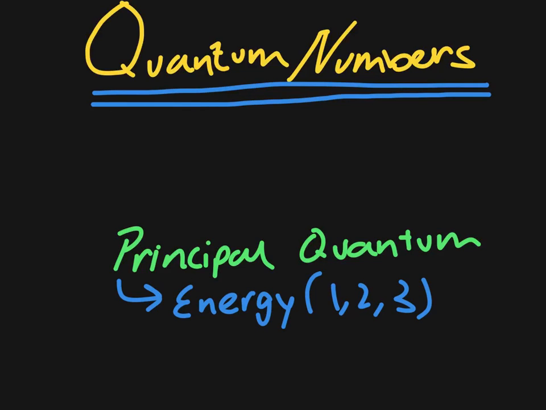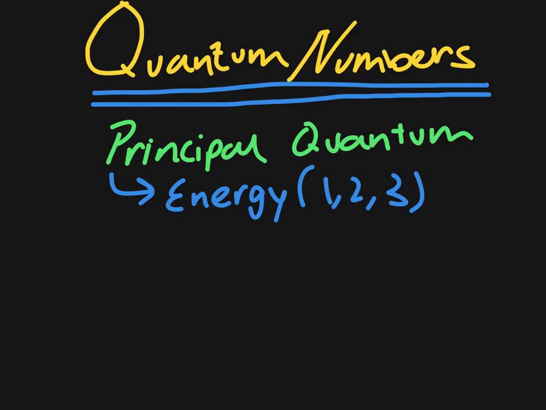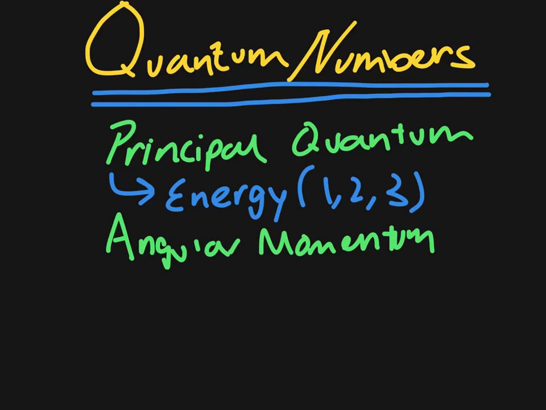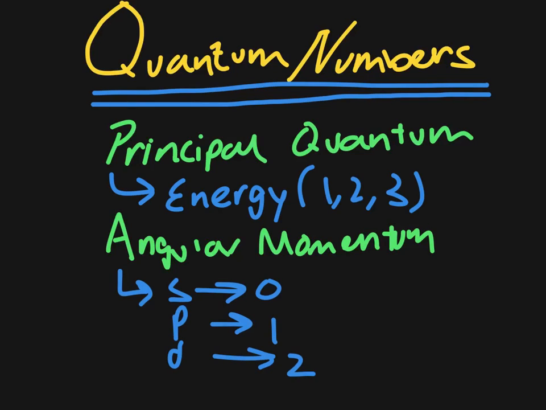The next quantum number is the angular momentum quantum number. And this is used to represent the orbital shape. It describes the sublevel type. So it gives a number to if it's an S, a P, or a D. To really expand on that, if we're showing an S orbital, it'd be represented by a 0. If we're showing a P, it's represented by a 1, and a D is represented by a 2.